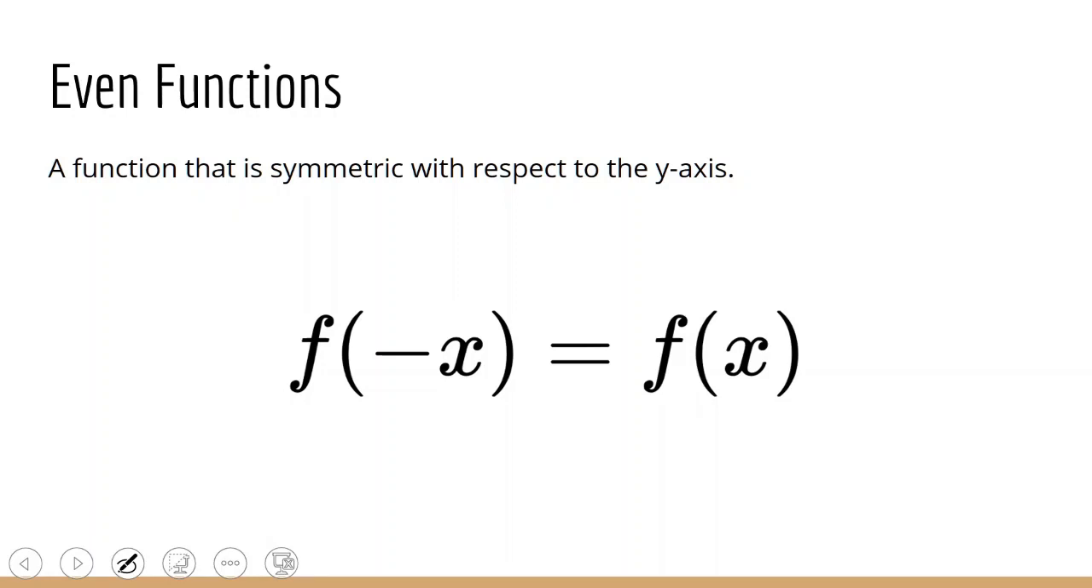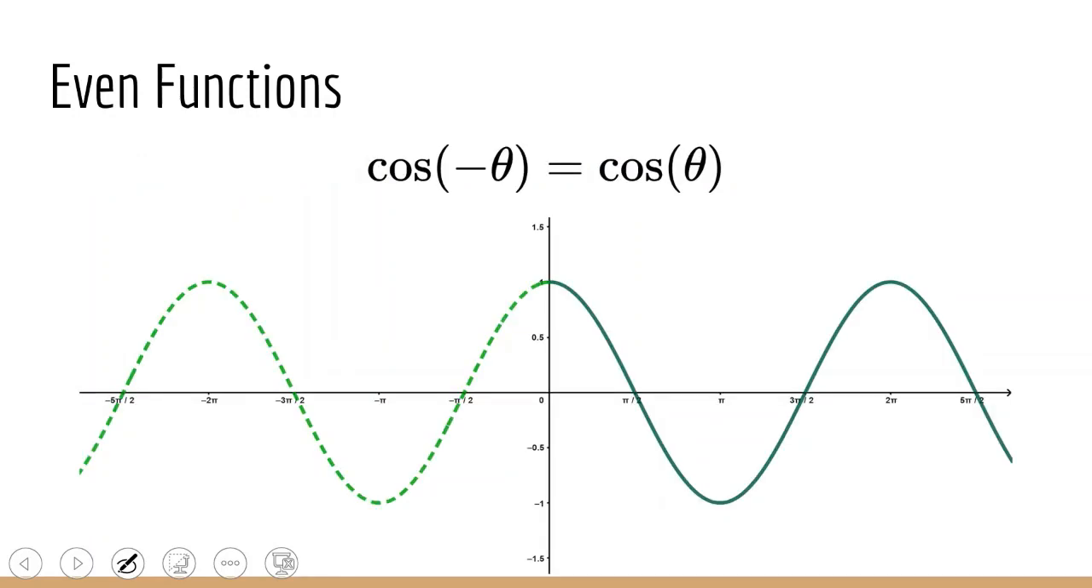Another property a function may have is that it is even. So an even function is symmetric with respect to the y-axis. In other words, that would mean the output using a negative x is going to be the same as the output of that same positive x. So an example of an even function would be cosine. As you can see, the left-hand side is just a reflection of the right-hand side along the y-axis. And so cosine of minus theta is just the same as cosine of theta.